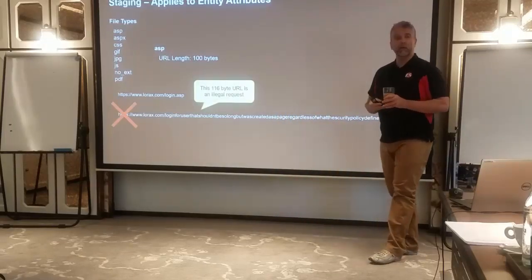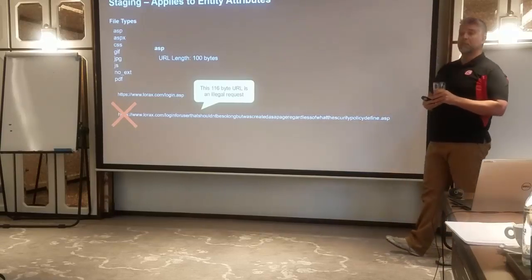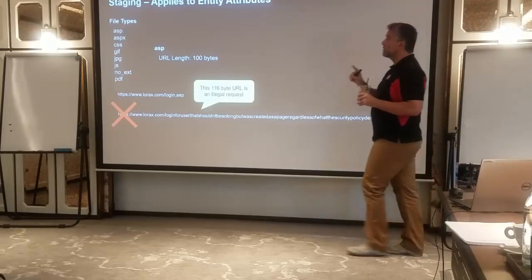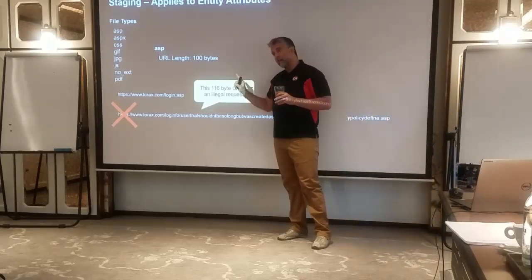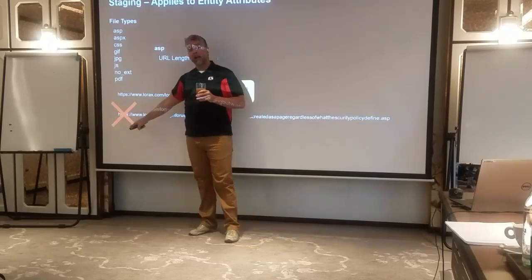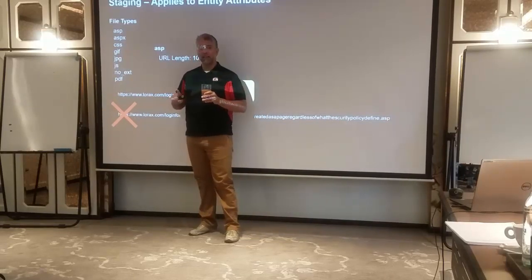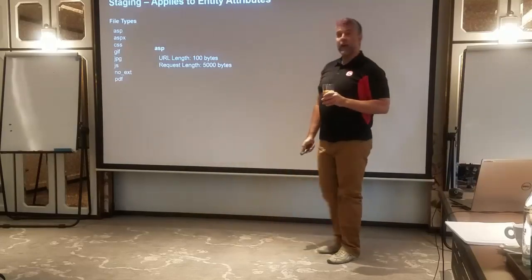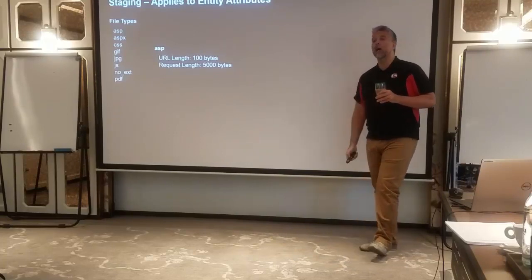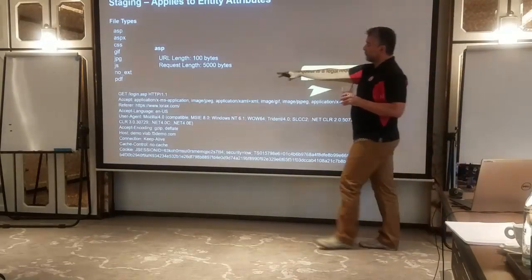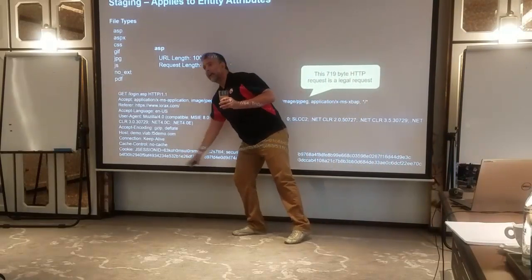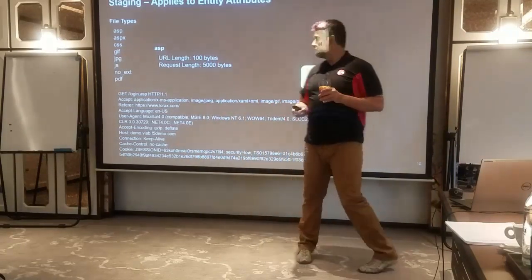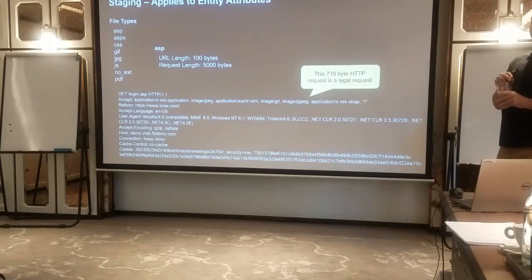Somebody else submits this URL request, which is 116 bytes. This violates the length attribute, and therefore this would be considered illegal and may or may not be blocked, which depends on something we'll talk about in a few more slides. But the key is this would be considered illegal. We also have another linked attribute. It's the entire HTTP request: the request line, all the headers, any post data. Right now, this HTTP request is a 719 byte request, well below 5,000 bytes.